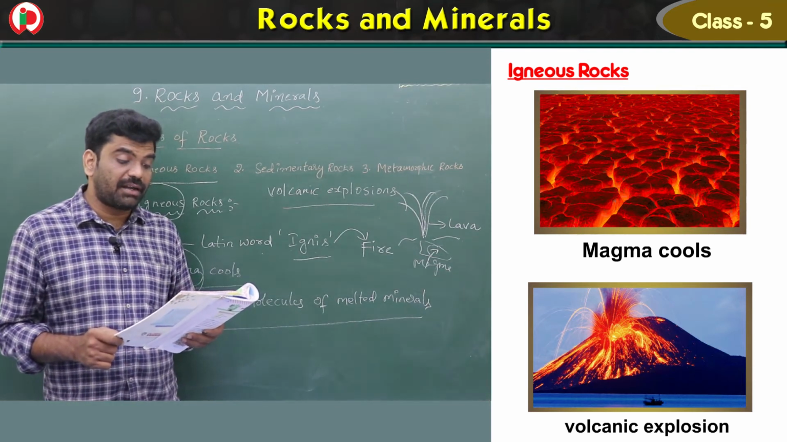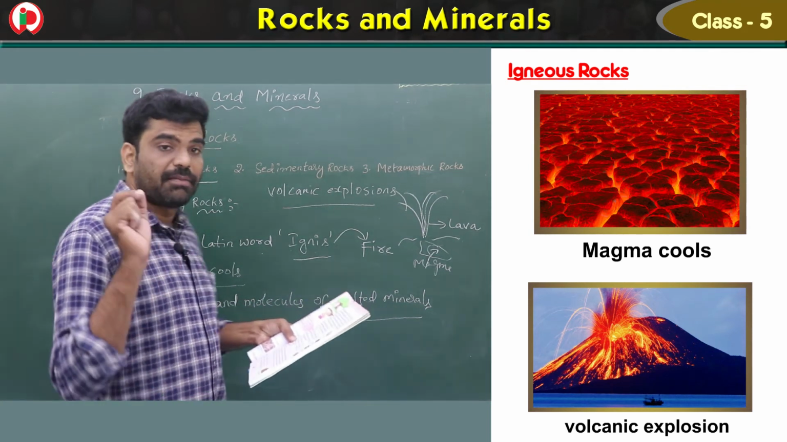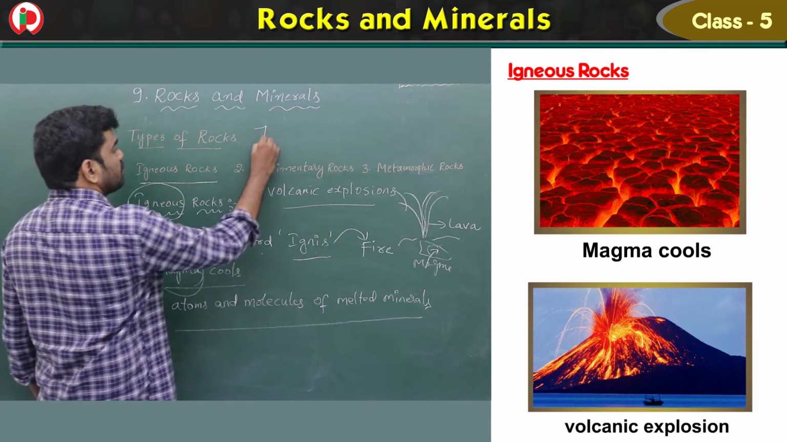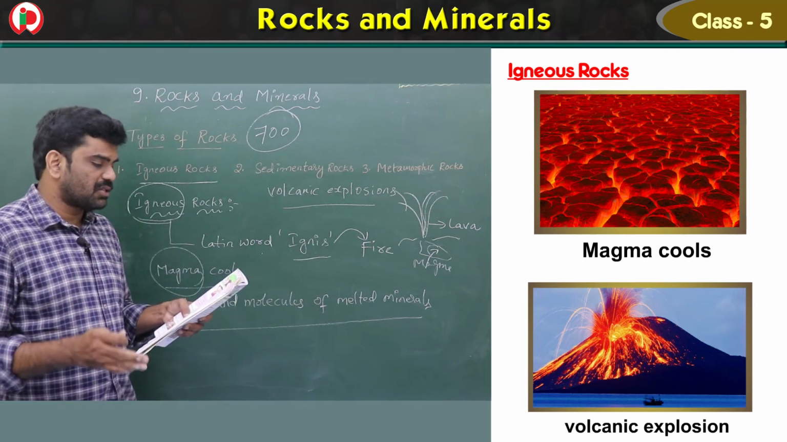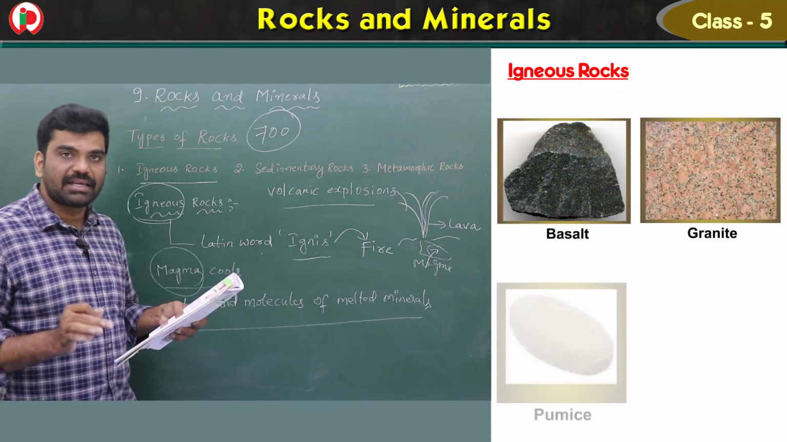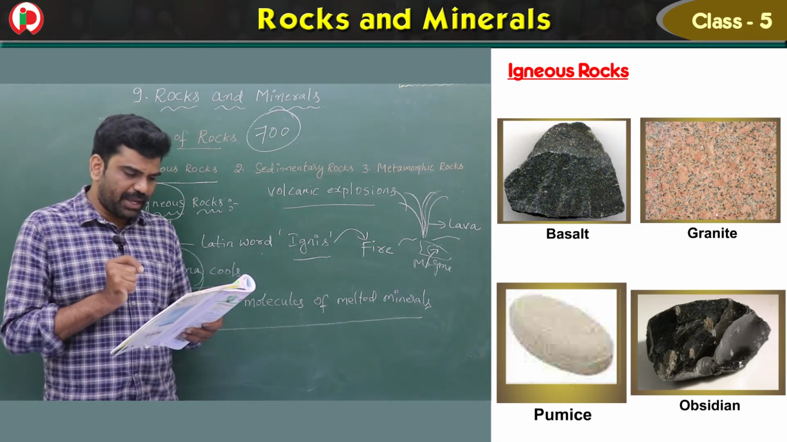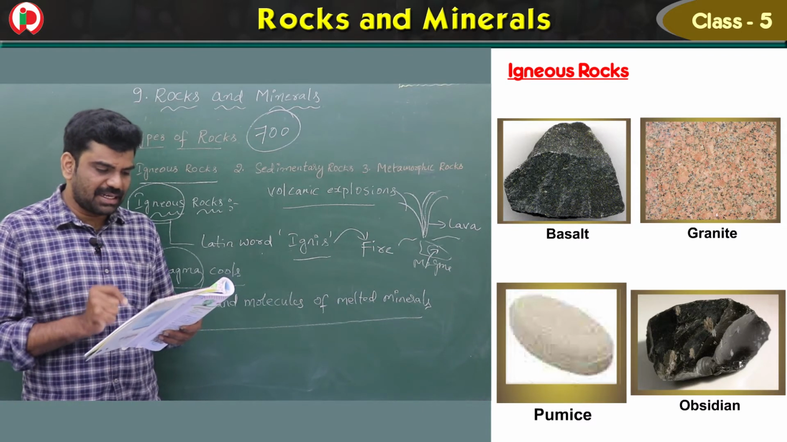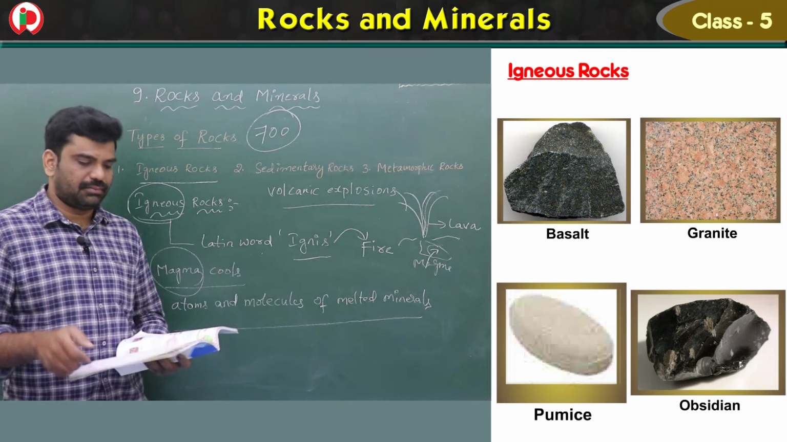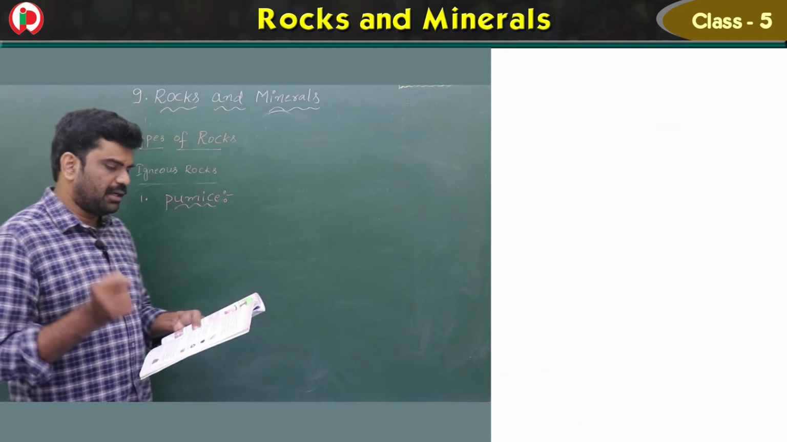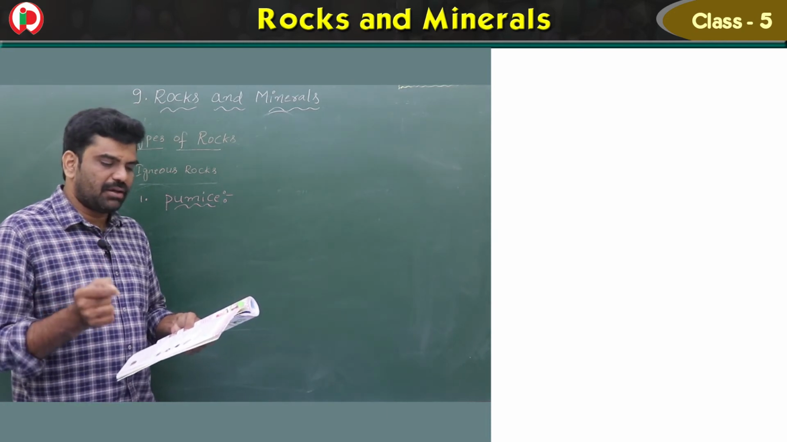There are over 700 different types of igneous rocks. Some examples of igneous rocks include basalt, granite, pumice and obsidian. Let us see each one in detail.